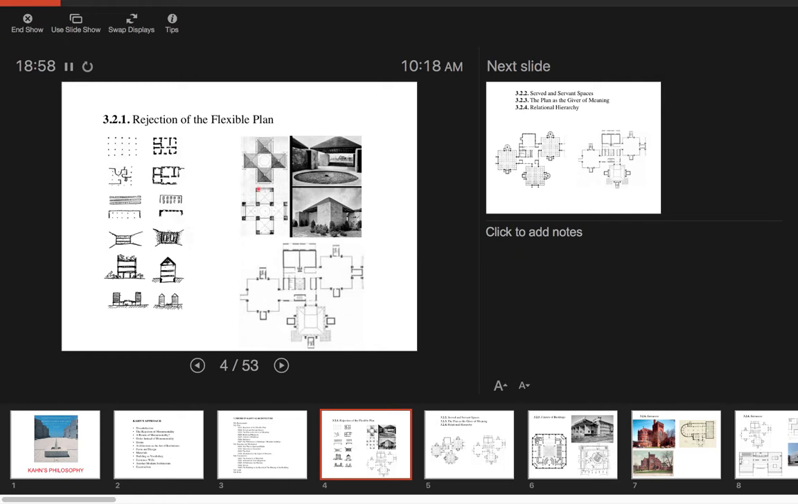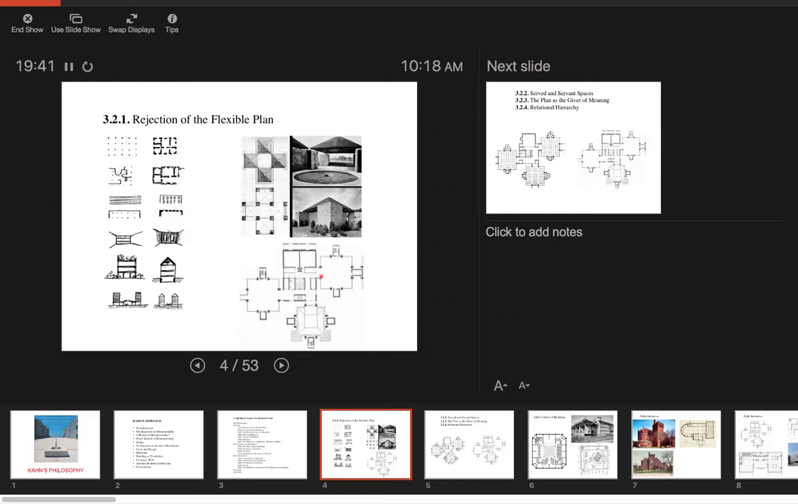The structure, which is these now servant spaces, to that in a minute, define the architectural layout. And we see that then fully expressed in the medical towers. Column, column, column, column. A rejection of the flexible plan. We've got the structure and mechanical determining an approach to the plan.